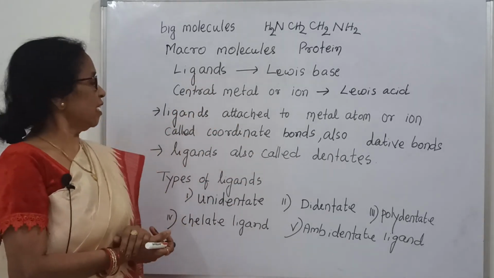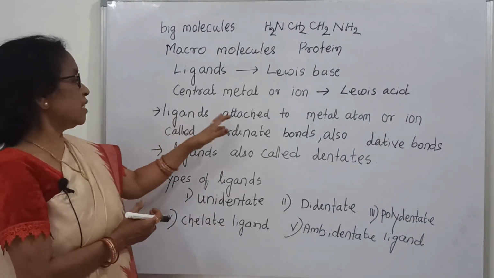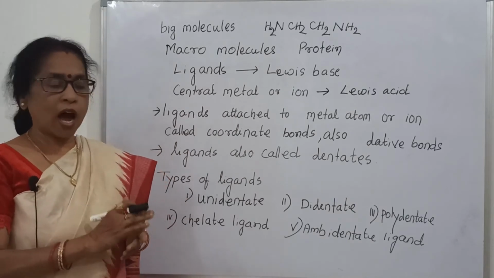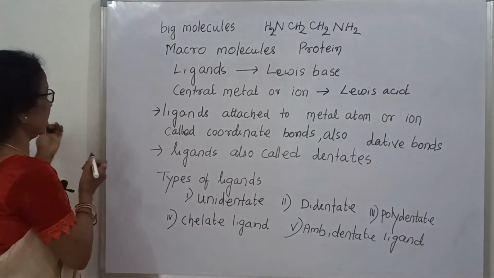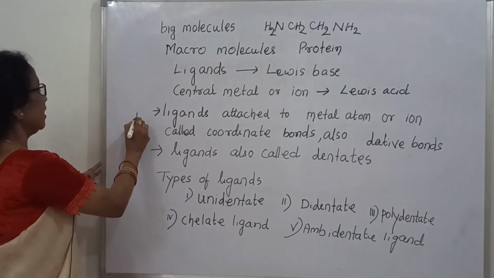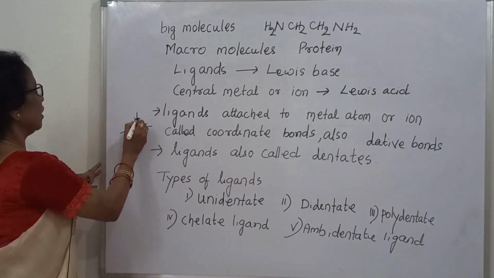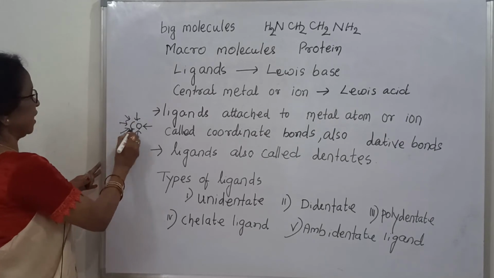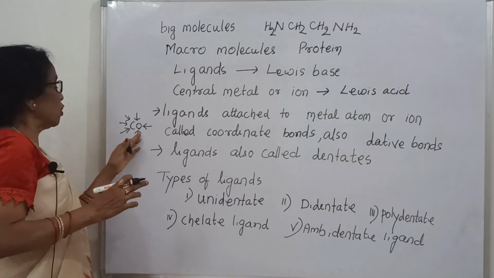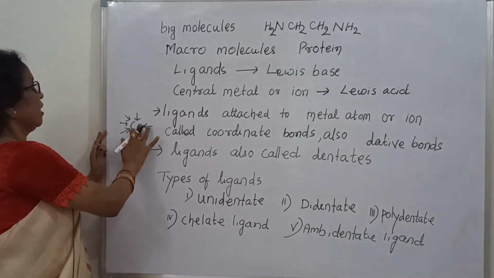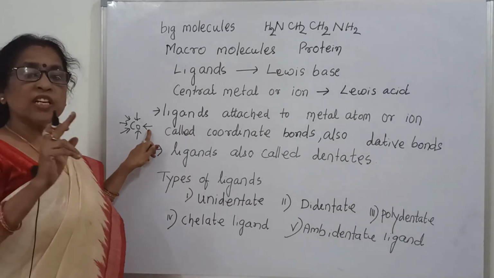Then what is the other name of the ligands? The bonds by which ligands are attached to the central metal atom or ion are called coordinate bonds. Let us see here, Co in the middle and the ligands attached like this. Then what happens? 1, 2, 3, 4, 5, 6. Now 6 coordination bonds are formed, and the ligands donate electrons to cobalt. These are called coordination bonds.